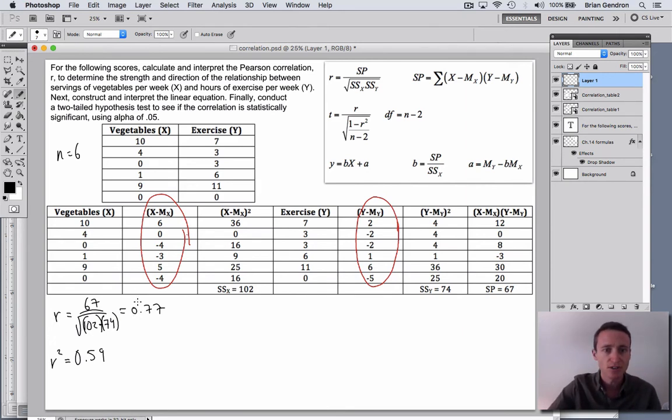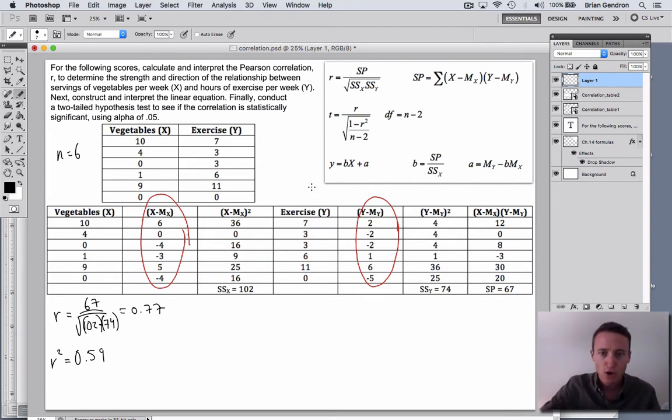Next, it says construct and interpret the linear equation. Essentially, the idea behind the linear equation is you're trying to find the best fit line. If you were to plot the data and find the line that describes the data best, the regression line is the one that has the least amount of error, so that you can plug in values of X and it spits out predicted values of Y with as little error as possible. One of the great things that you use correlational analyses for is predictions. You plug in X, it gives you a predicted value of Y.